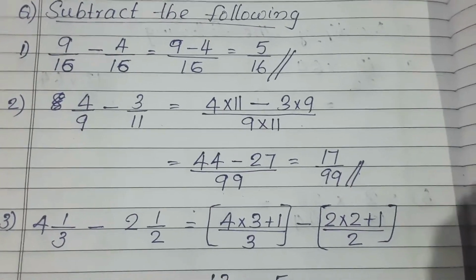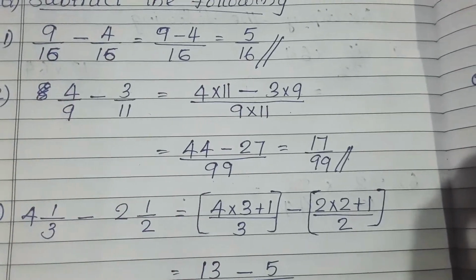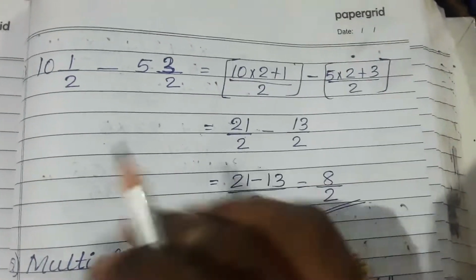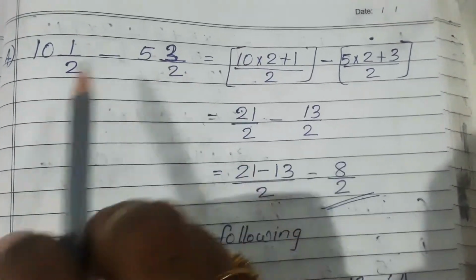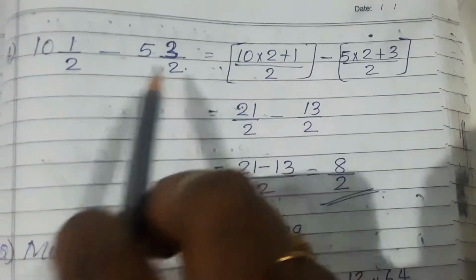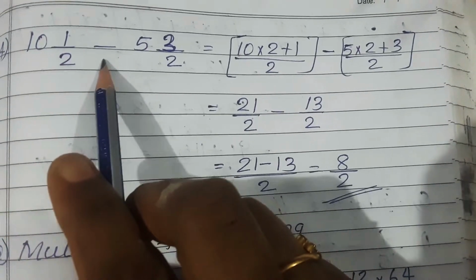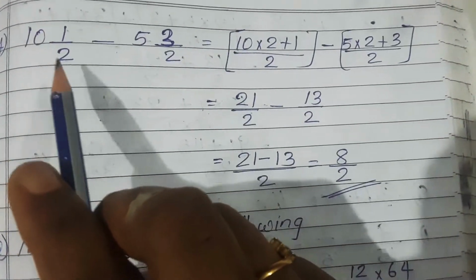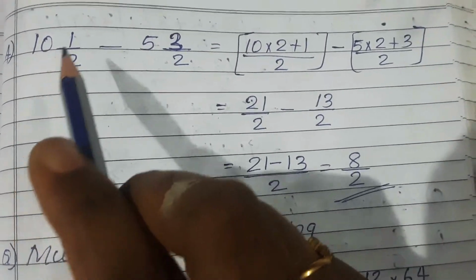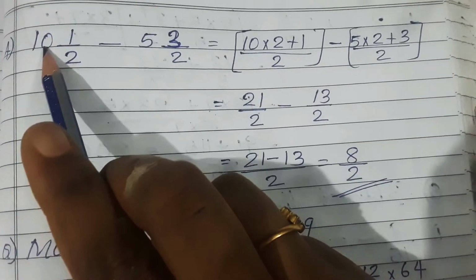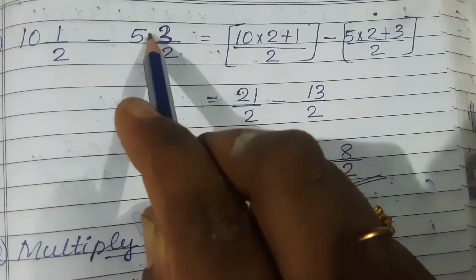Now next is subtraction of mixed fractions. Subtraction of mixed fractions with the same denominator we will discuss first. Look here, 10 1 by 2 minus 5 3 by 2. Here these fractions have the same denominator. So first you have to convert the mixed fractions to improper fractions, then do the subtraction. The formula for converting is whole into denominator plus numerator. So 10 into 2 plus 1 minus 5 into 2 plus 3.